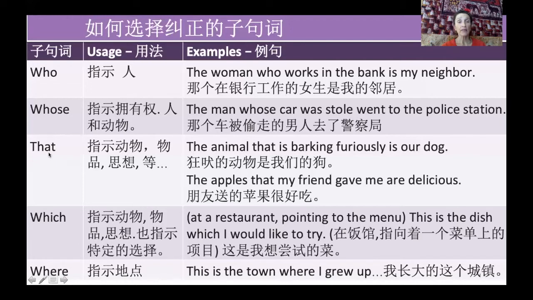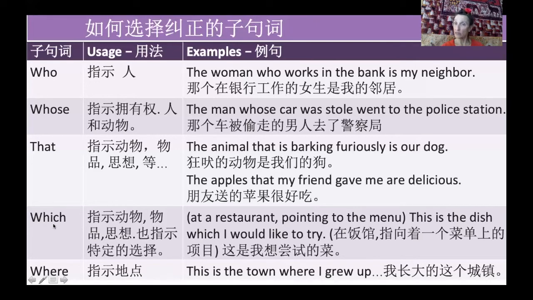Okay, what's all? The word that you can use in many situations. 是用动物、物品、思想、人等等. So you can use it for a lot of things. The animal that is barking furiously is our dog. The apples, so 物品. The apples that my friend gave me are delicious. The dog that is barking, 动物. Okay. Right.